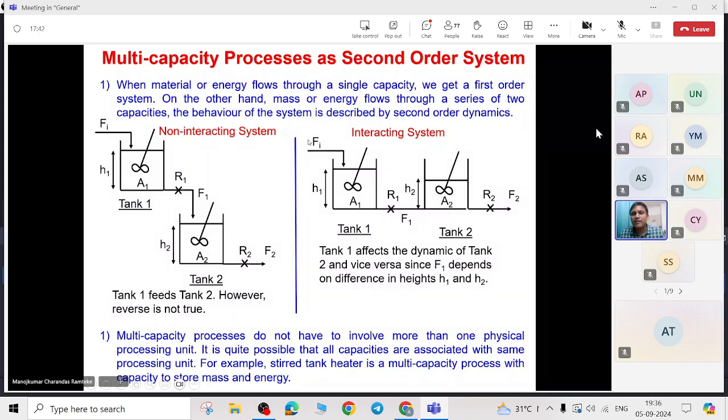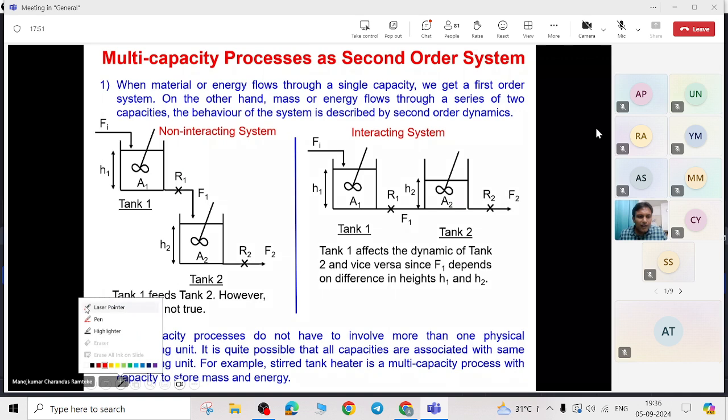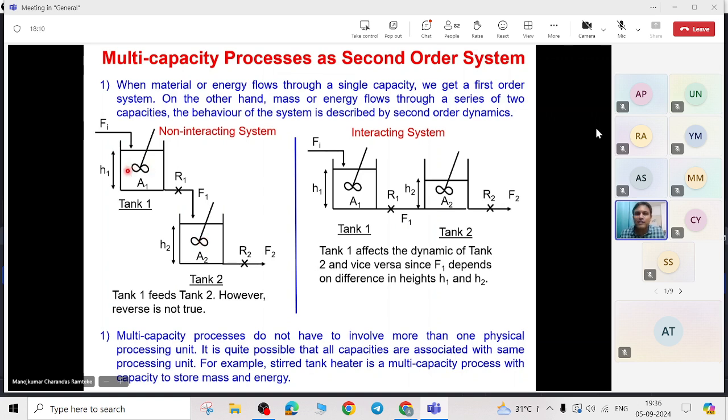We said that in an overdamped system, if we are taking the tank system, there are two possibilities. The first case is a non-interacting system. In a non-interacting system, the dynamics of the first tank impacts the dynamics of the second tank, but the dynamics of the second tank does not impact the first tank.